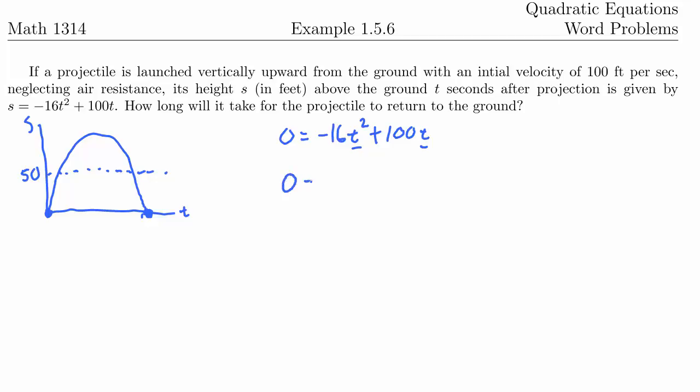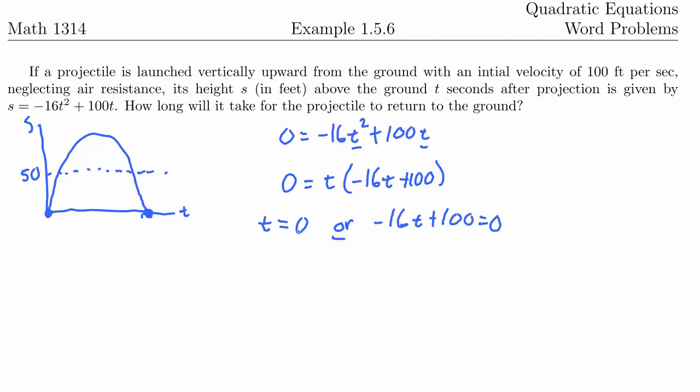So that gives me 0 is equal to t times negative 16t plus 100. I realize there's another factor besides t, but I don't really care. The reason I don't care is because what I can do is I can now use the zero factor property. That means t equals 0 or negative 16t plus 100 is equal to 0.